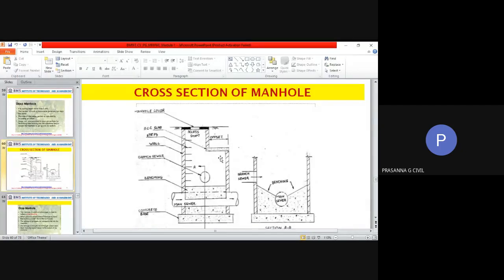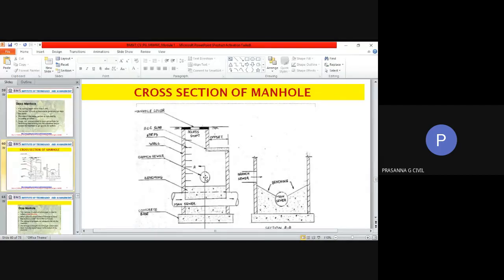Now if you look at this figure, this is the main sewer that is flowing, and the cross section of the manhole shown to you is at a place where a branch sewer is meeting the main sewer. So the main sewer water is getting collected, or passing through the pipe from here and going out. The branch sewer comes here and lets off the water at this portion.